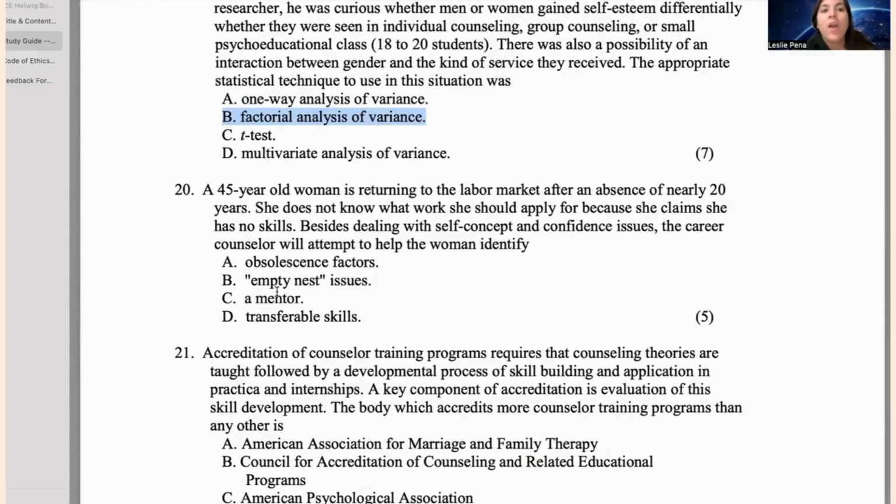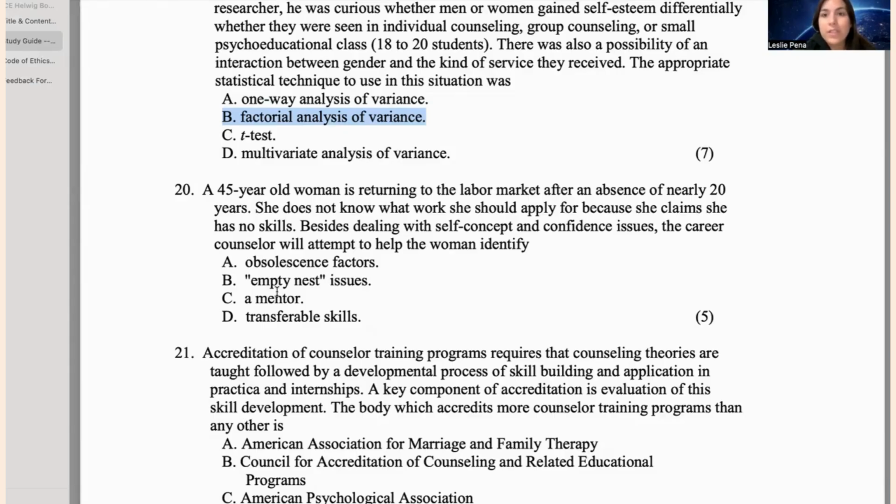20. A 45-year-old woman is returning to the labor market after an absence of nearly 20 years. She does not know what she wants to apply for because she claims she has no skills. Besides dealing with self-confidence and self-concept issues, the career counselor will attempt to help identify what?